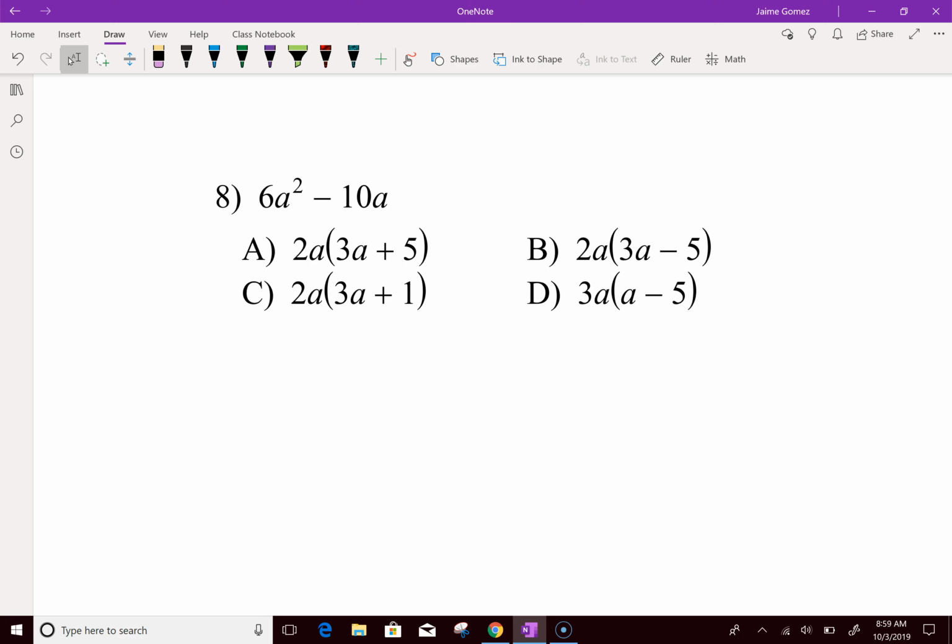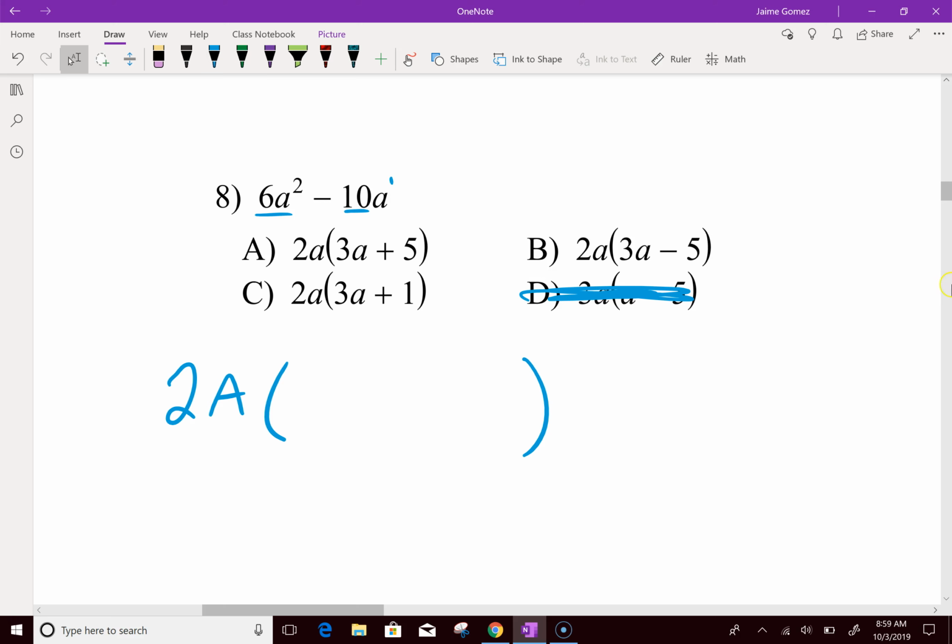Number 8. Divide these. Can I divide them by 2? Yes. Can I divide them by 3? No, 10 doesn't go into 3, so that's wrong. So 2a. Now why is it 2a and not 2a squared? Because remember, you take out the smallest of the letters.